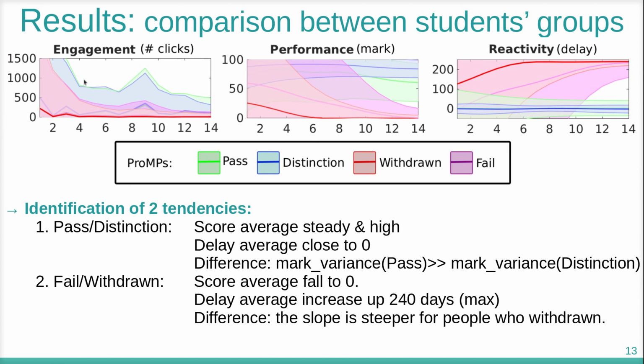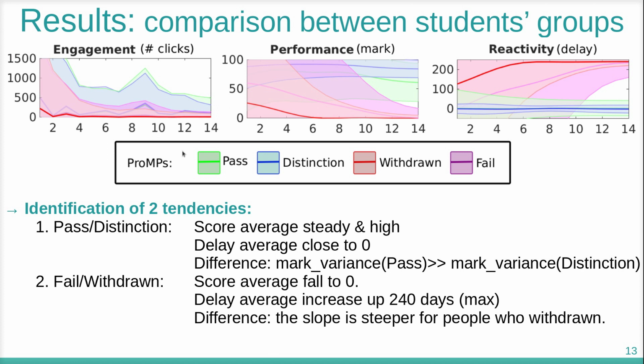Another result consists of overlapping each distribution to see specificities. Thanks to this overlapping, we can identify two tendencies. The first one is composed of the pass and distinction groups, where the score average is steady and high, and the delay average is close to 0. The big difference between the pass and distinction groups is the variance of the performance indicator, which is really higher for the pass group.